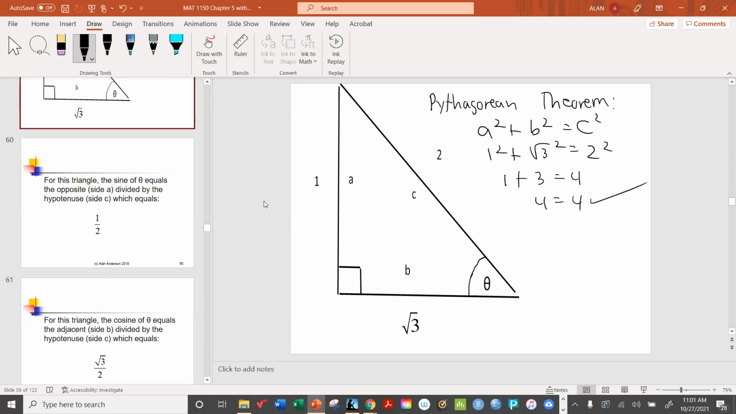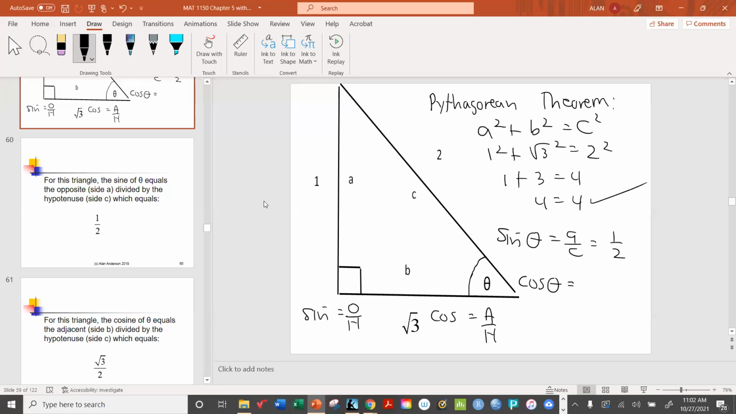Now, looking at this theta angle here, it should be clear that the sine of theta, remember, is opposite over hypotenuse from our SOHCAHTOA mnemonic. So in this case, the sine is A over C, or 1/2. The cosine is B over C, which is radical 3 over 2. All right, so this we know. Just a little more review.